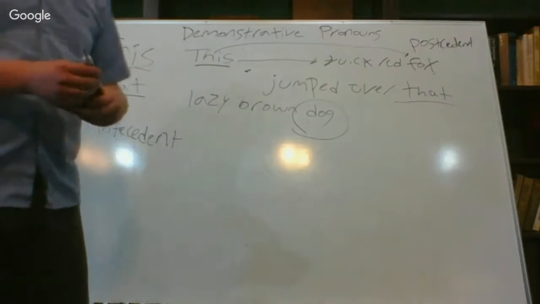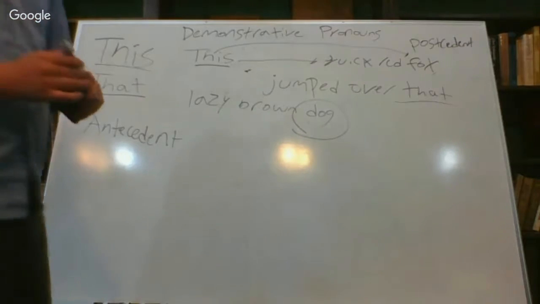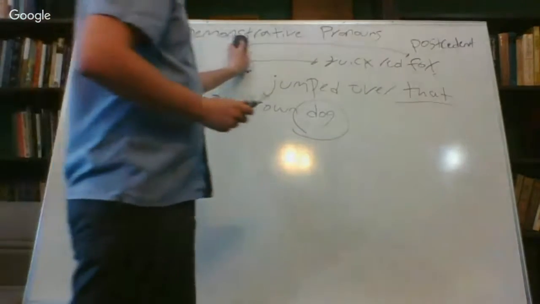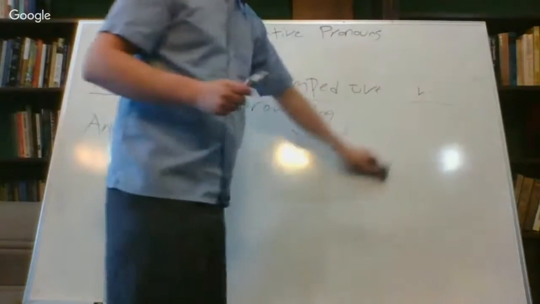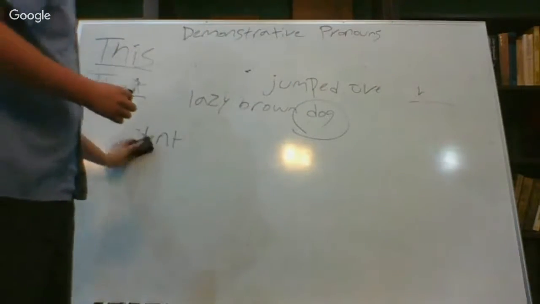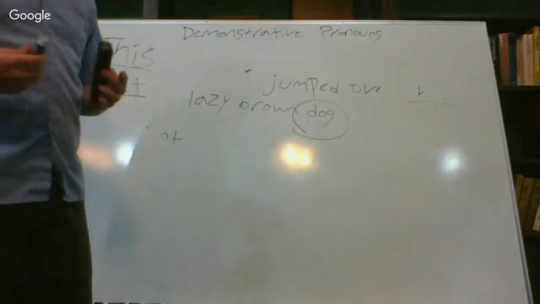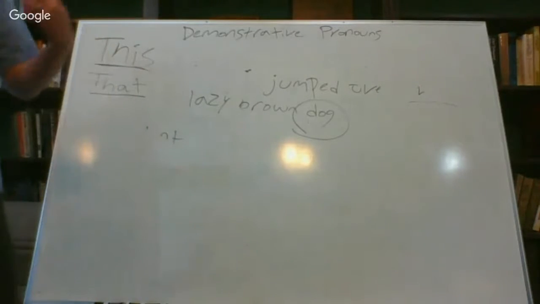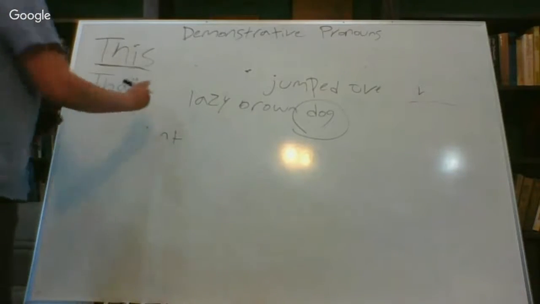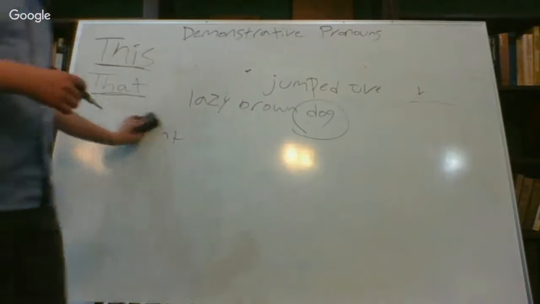Right. Okay. The good news is that Greek has demonstrative pronouns just like English does, and they function exactly the same way. So we're going to see this refers to something close. That refers to something far away. Same in Greek.